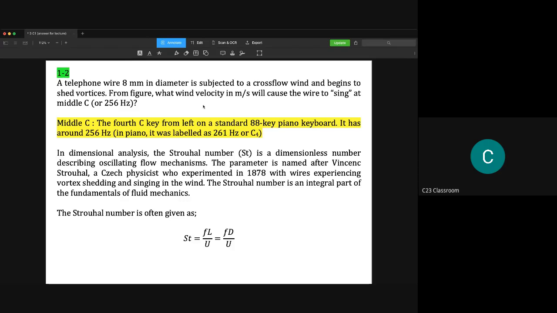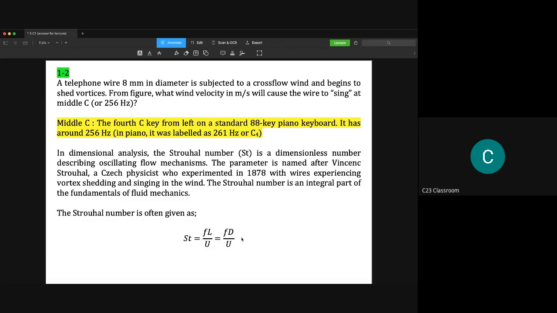Okay, so we will use the Strouhal number. I just take this example because it is not familiar, not common for us to evaluate with the Strouhal number. So the explanation is here. You could read by yourself. The equation for the Strouhal number is St, the symbol for the Strouhal number, and it is equal to F times L over U, or F times D over U.